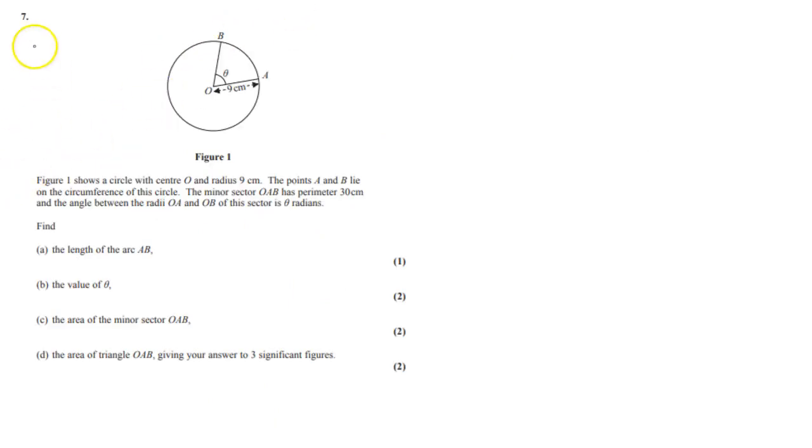So that's all. Question number 7. This figure shows a circle with center O and radius 9. The point A and B lie on the circle. The minor sector OAB has a perimeter 30 centimeters and angle between the radii is theta. Find the length of AB. So first thing is, what is 30? This is 9, this is 9 and plus this, let's say L. So 9 plus 9 plus L is equal to 30. So L is equal to 30 minus 18. So that is 12. So length of arc AB is 12. That is part A.